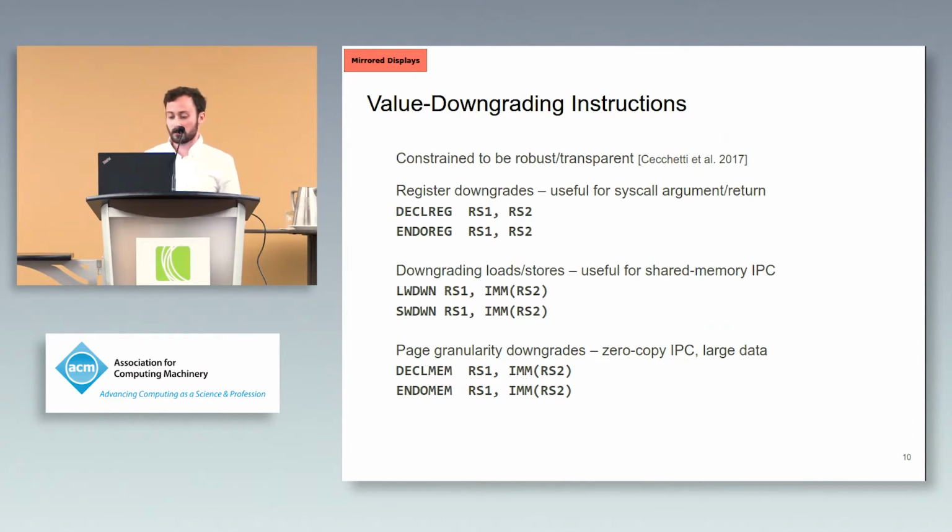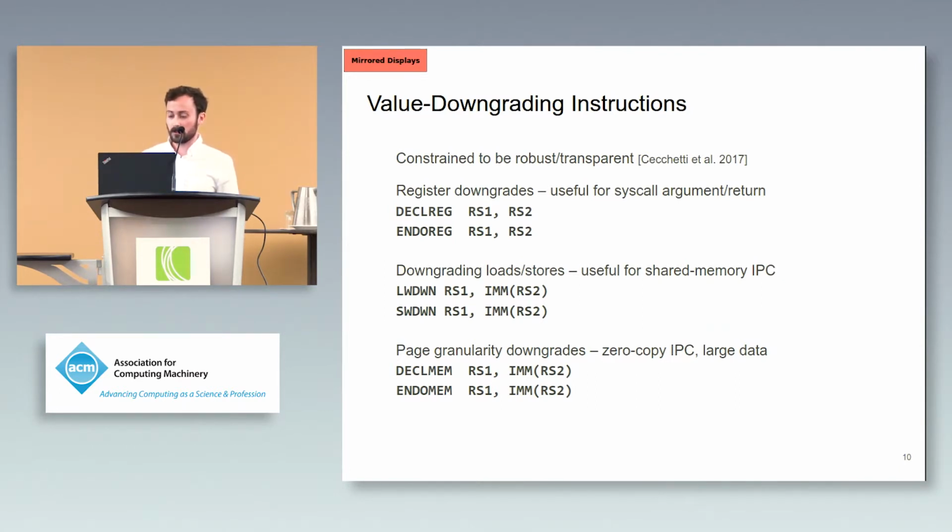So registers can be downgraded by declassreg and endorsereg instructions that declassify and endorse the value stored in registers. These instructions take as arguments the register to be downgraded and the value of the confidentiality or integrity component of the label after the update. These instructions both require that the downgrade is done non-malleably.